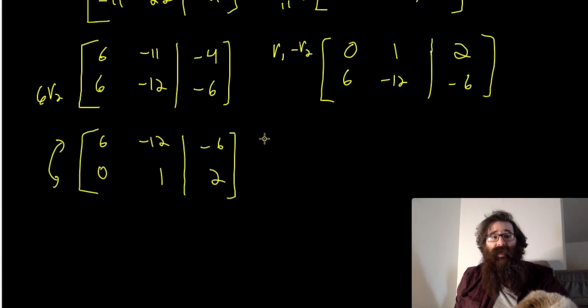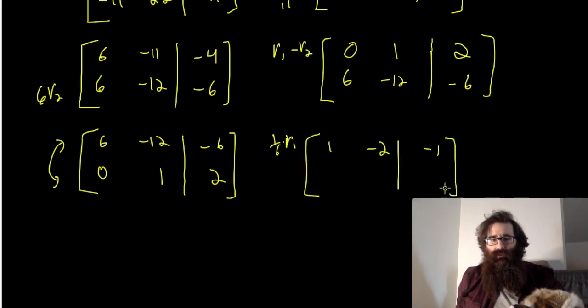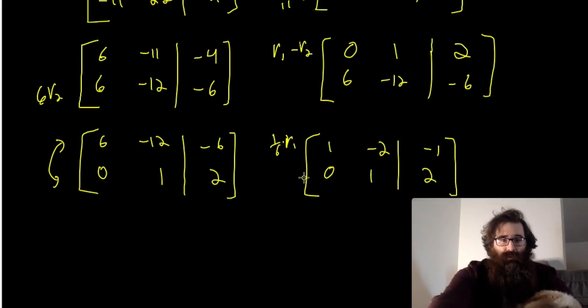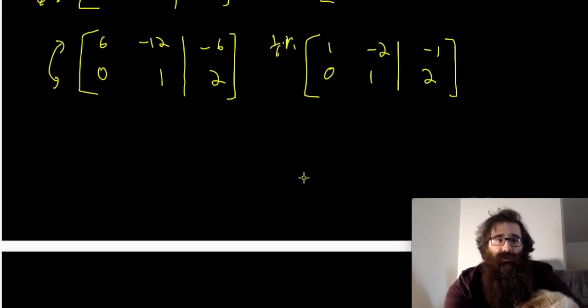And then I want to scale row 1 back. So I'm going to do 1/6 row 1. That's going to give me 1, -2 augmented with -1. And then I have row 2 in there. It looks like we're almost done.